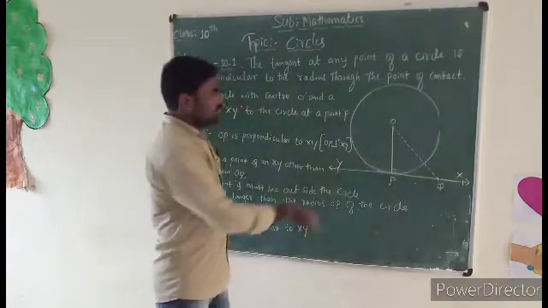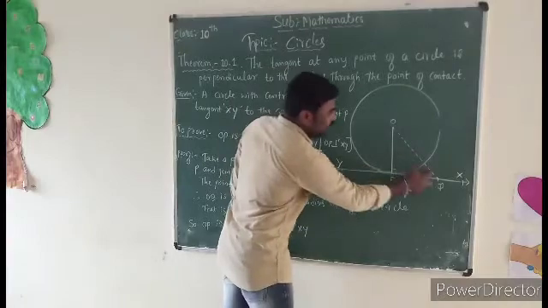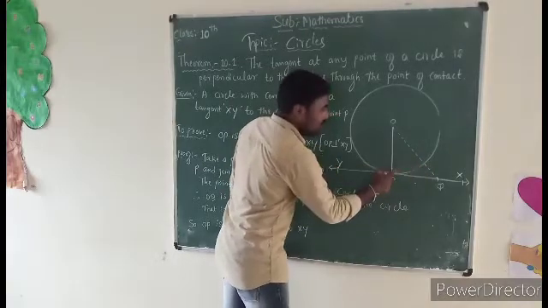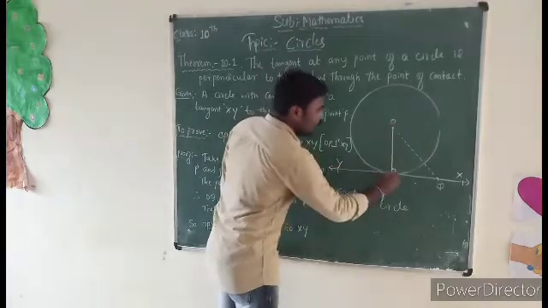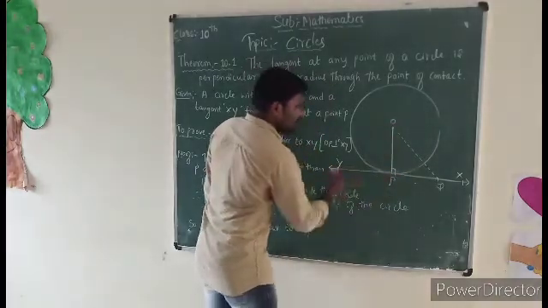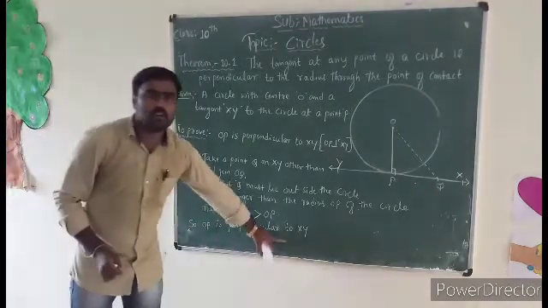Suppose, for example, OPQ is a right angle triangle and OQ is the longer side in this triangle. Then the angle here is always 90 degrees. So 90 degrees means OP is perpendicular to XY.